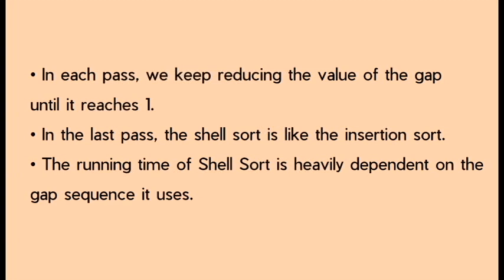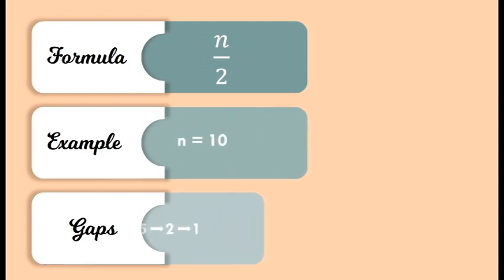The running time of shell sort is heavily dependent on the gap sequence it uses. So the formula for the gap is n divided by 2, where n is the number of elements. For example, if n is equal to 10, the first gap is 5, the second one is 2, and finally the last one is 1.